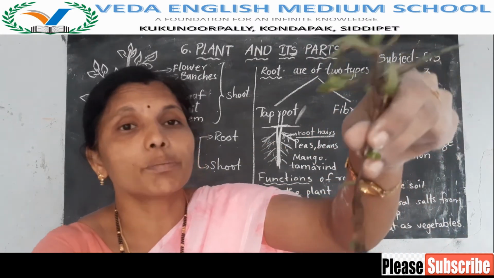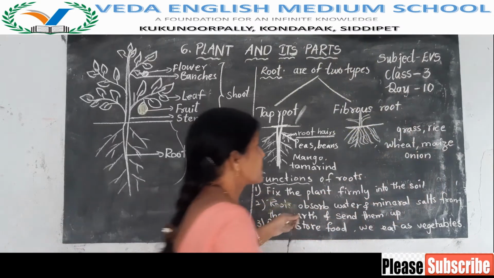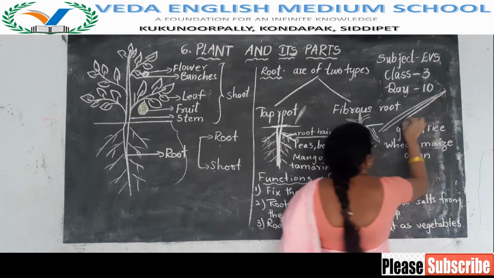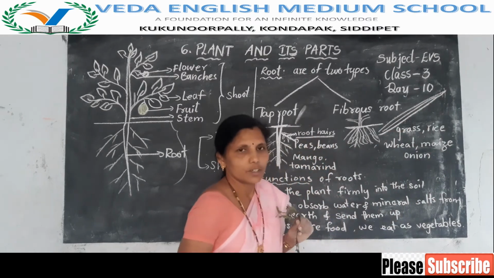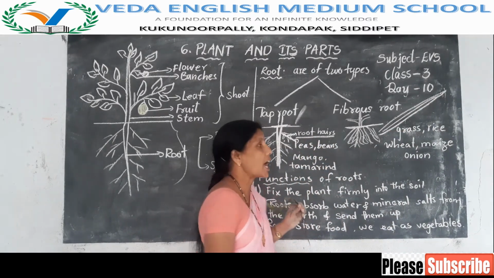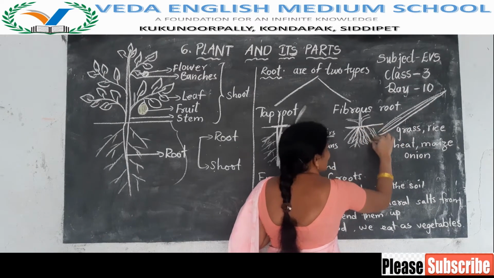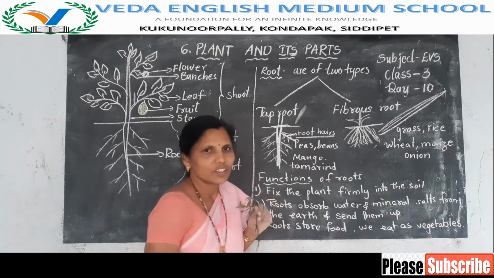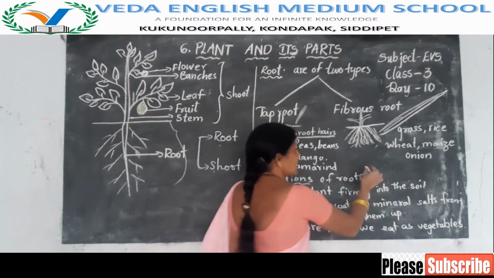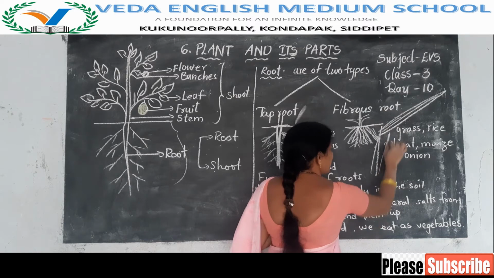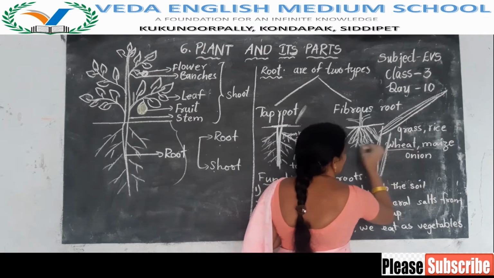And wheat, rice, maize. These plants have needle-like leaves. The plants which have needle-like leaves have fibrous roots. Okay children, rice, maize, wheat, the leaves are like this only, no? Yes. So these plants have a fibrous root.